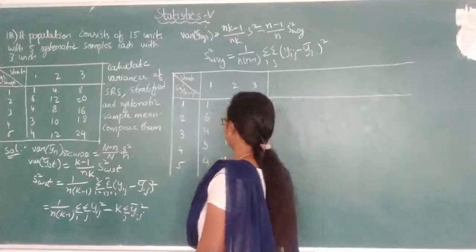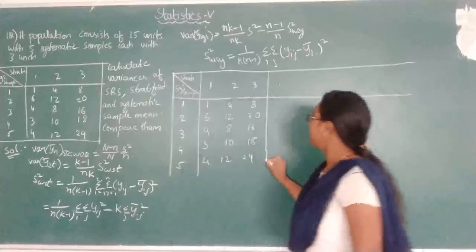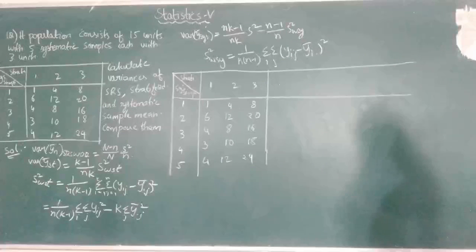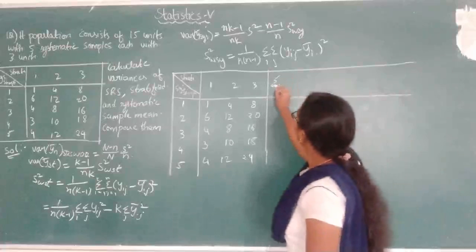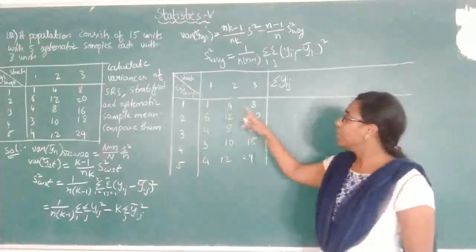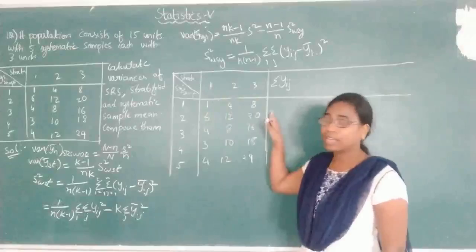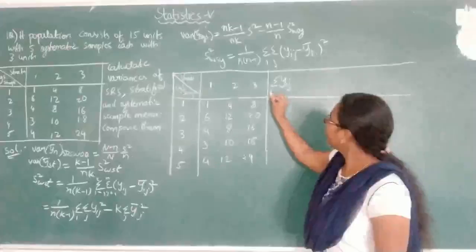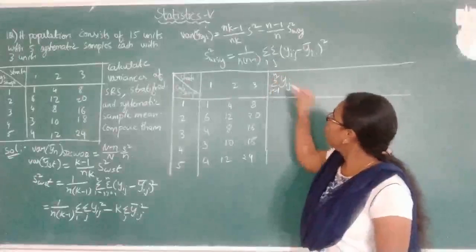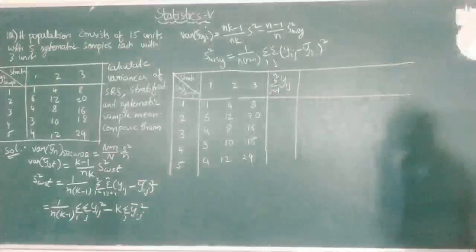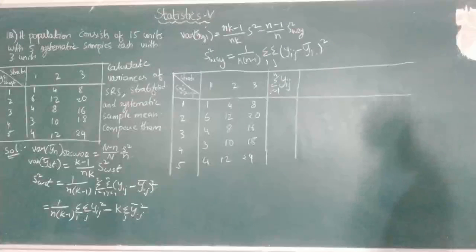Next 4, 12, 24. Next column we have to prepare is summation of yij. So these are the yij values, and we are calculating row wise. That means for these stratas, j values. So that's why we take summation over j equals 1 to n of yij. Next we will be calculating yi dot bar.